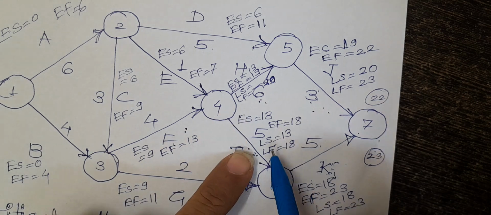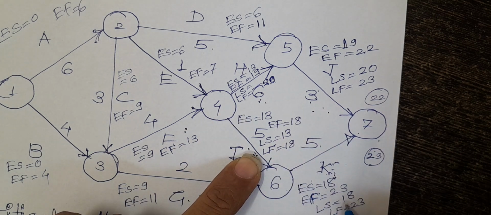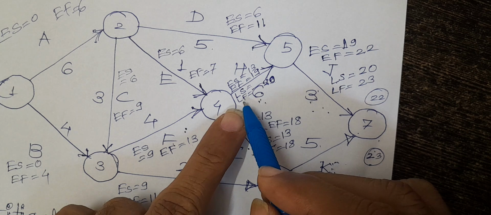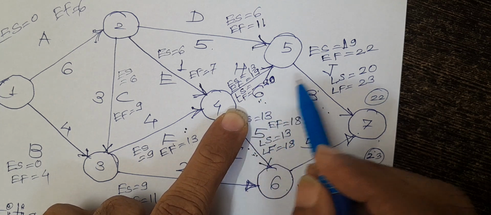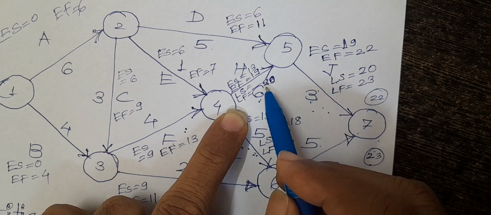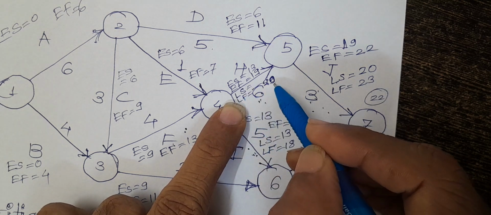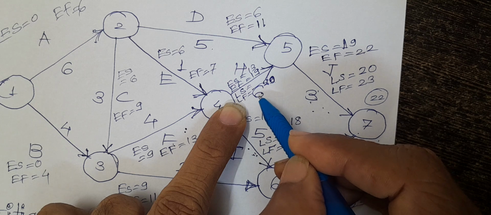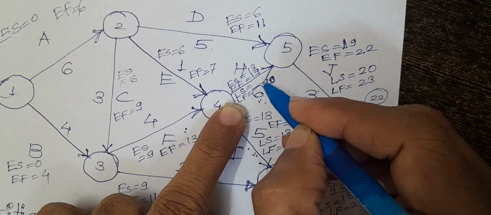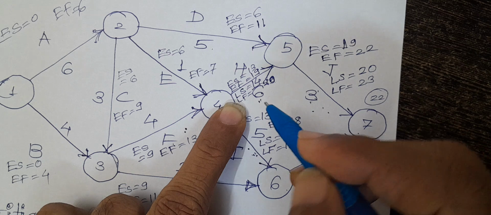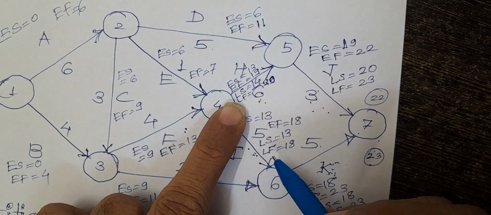So we also calculated, what is the latest finish? It is the latest start, 18. Similarly, the latest finish is the latest start of this activity. It is 20. Now what is the latest start? 20 minus time required for this, which is 6. So it is 14. So latest start is 14 for this activity.